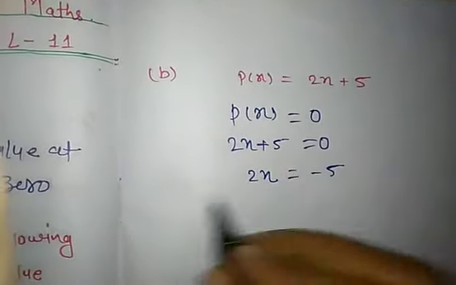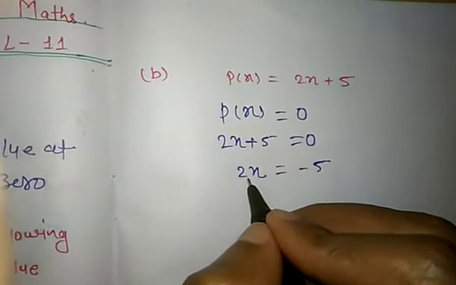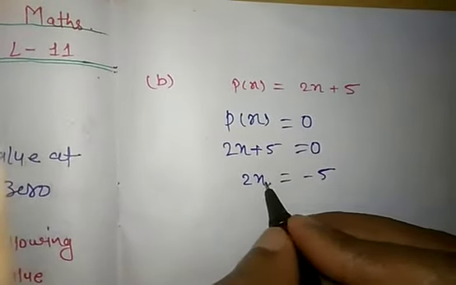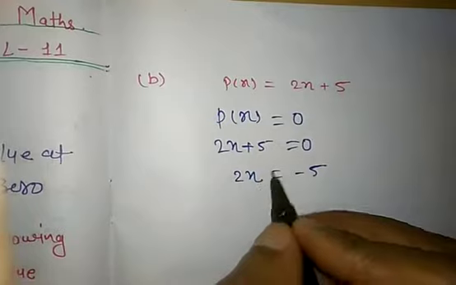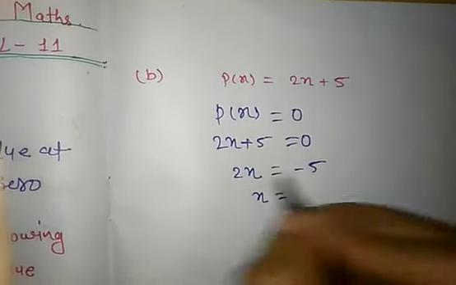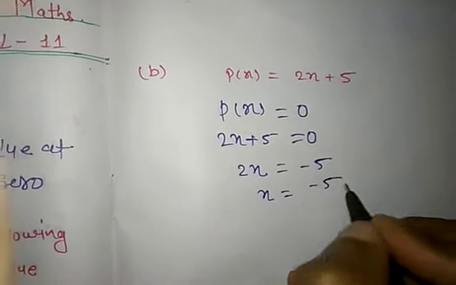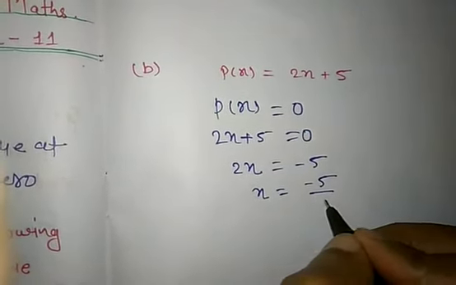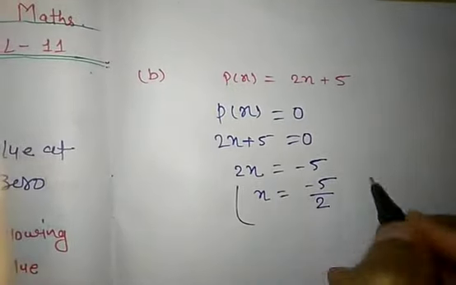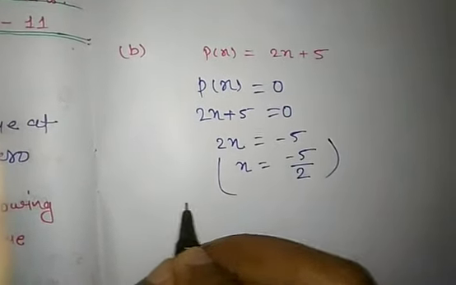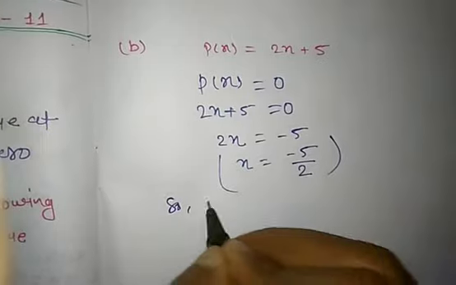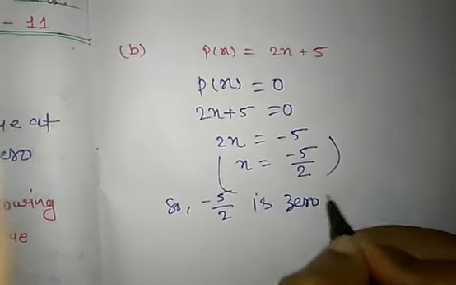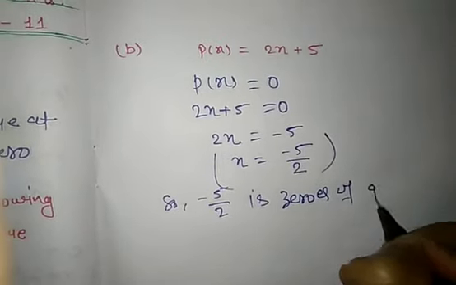Sign changes. Now transfer this value to this side, because our target is to find the value of x. So x is equal to -5, and the 2 changes to the denominator. So this is the zero of the polynomial. So -5 by 2 is the zero of the given polynomial.